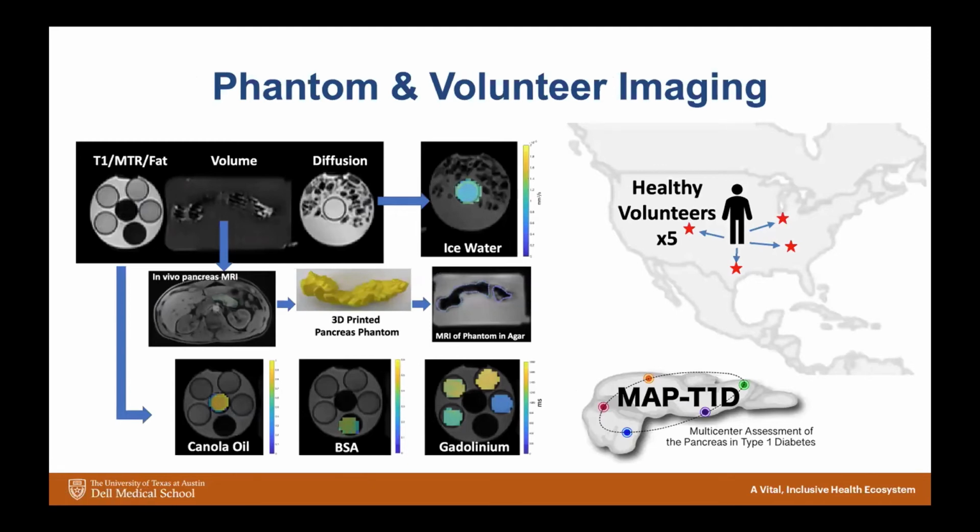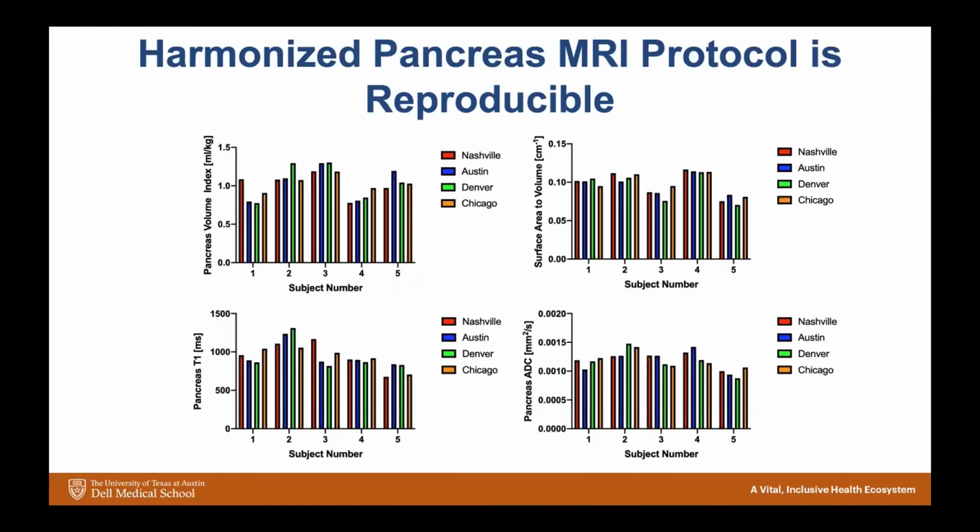So in order to quantify these site differences, we did a reproducibility study where we sent phantoms with known MRI properties to these different sites. And then we had 5 different individuals travel around the country. They went to these different MRI sites and had an MRI of their pancreas. And what we found is that we can standardize these measurements. We can do them reproducibly.